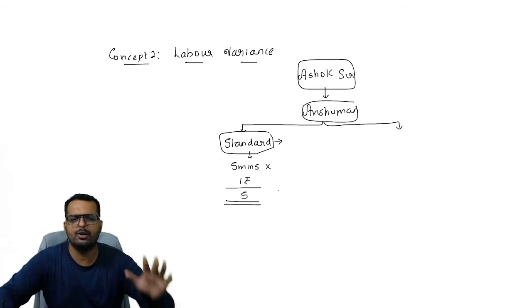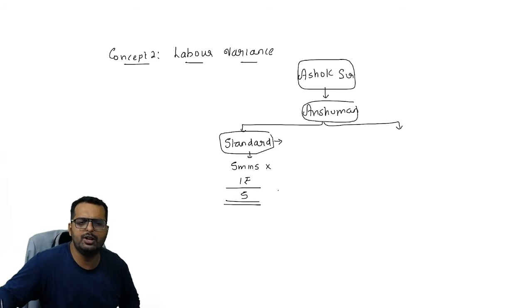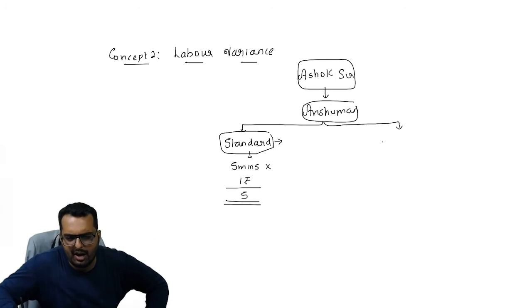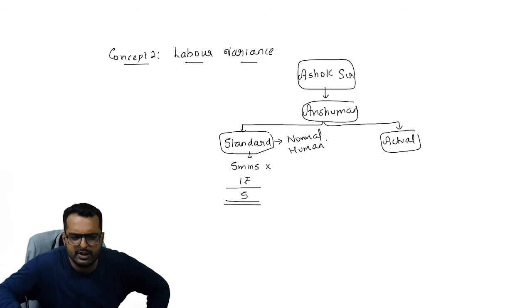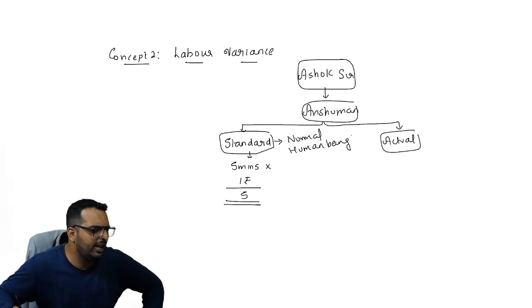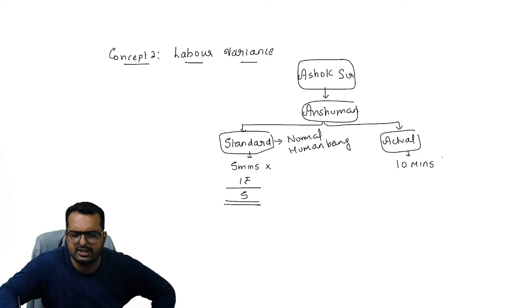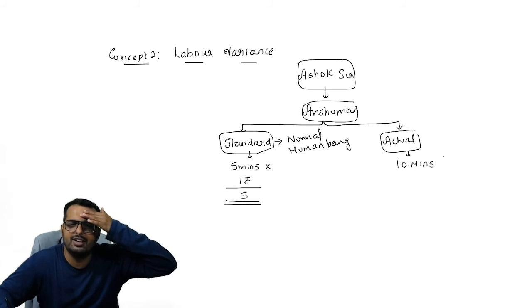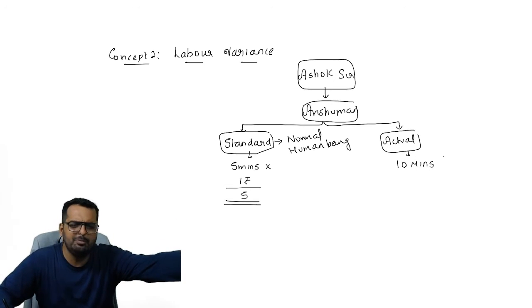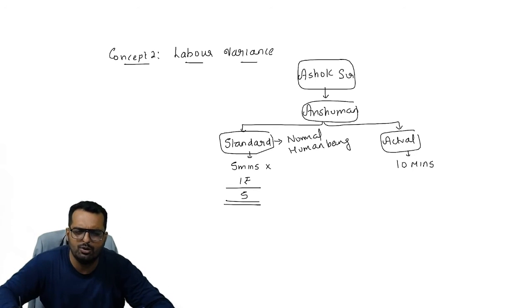So total labor cost from Ashok's point of view should have been how much? 5 rupees. Now tell me, is Anshuman a normal human being? No. Tell me, my dear friends, how much time will Anshuman take in order to make this double omelette? 10 minutes. That fellow will take 10 minutes. Now Ashok is frustrated. Anshuman, normal people make it in 5 rupees. You are taking 10 rupees. I will not pay you 1 rupee per minute. I will pay you only 80 paisa per minute.